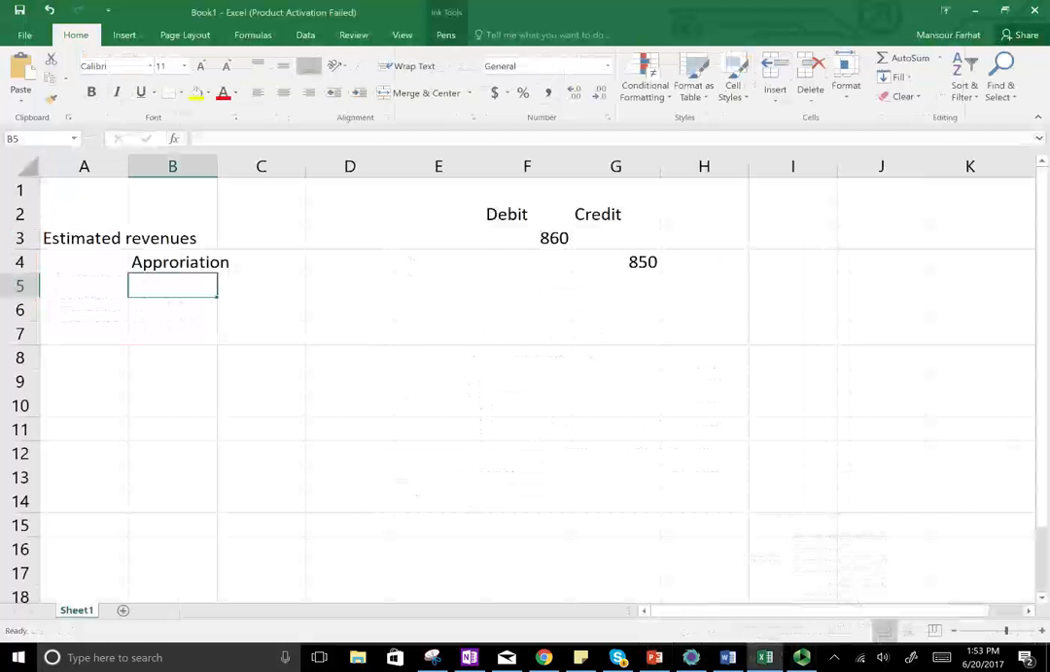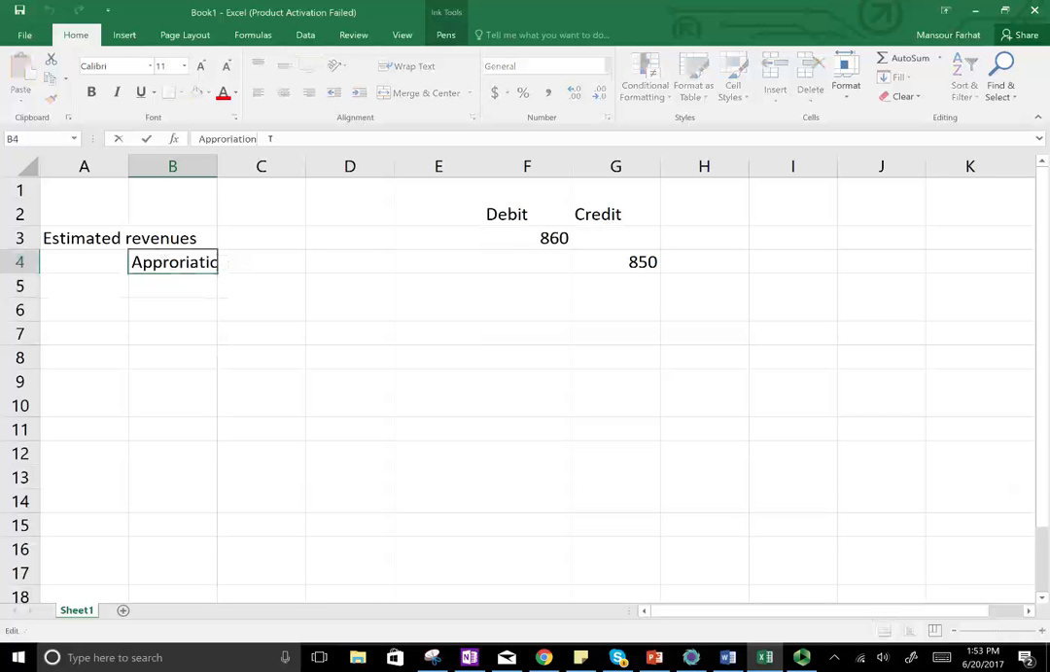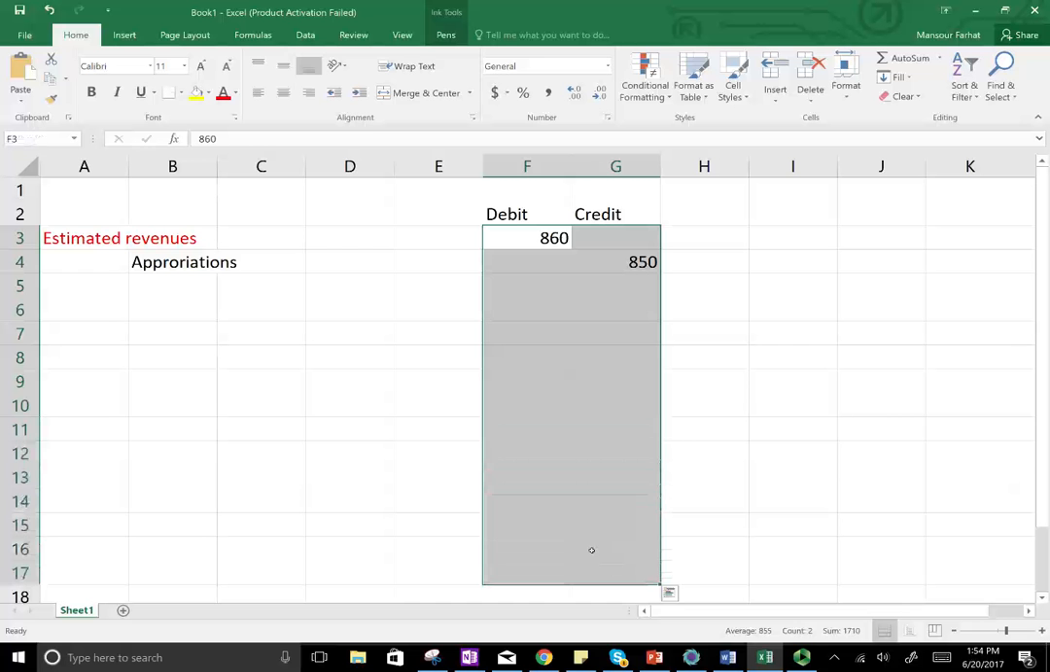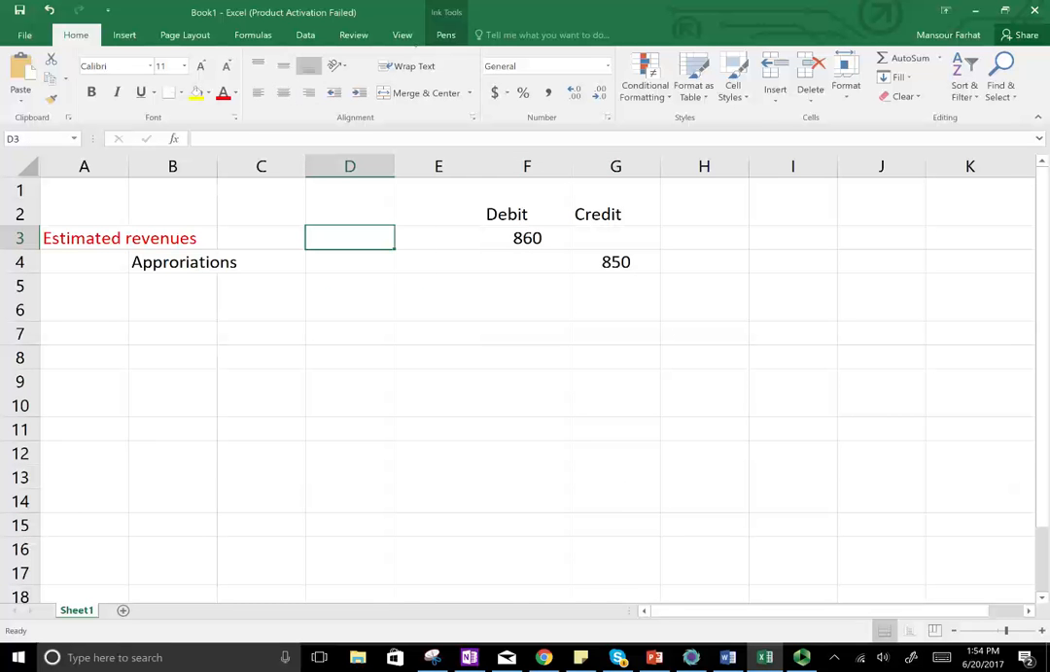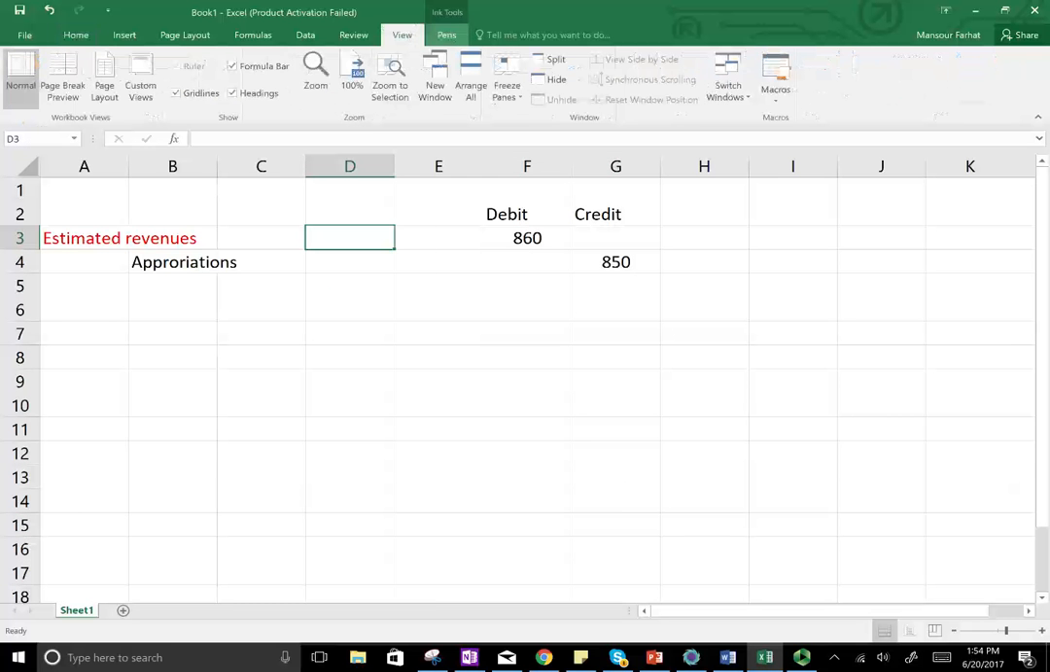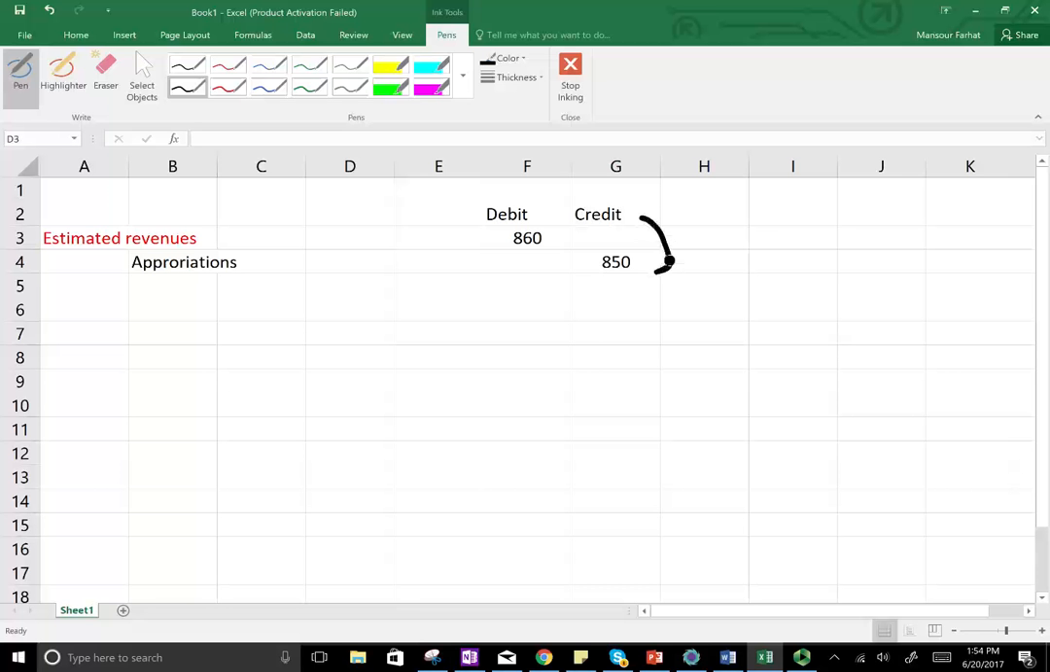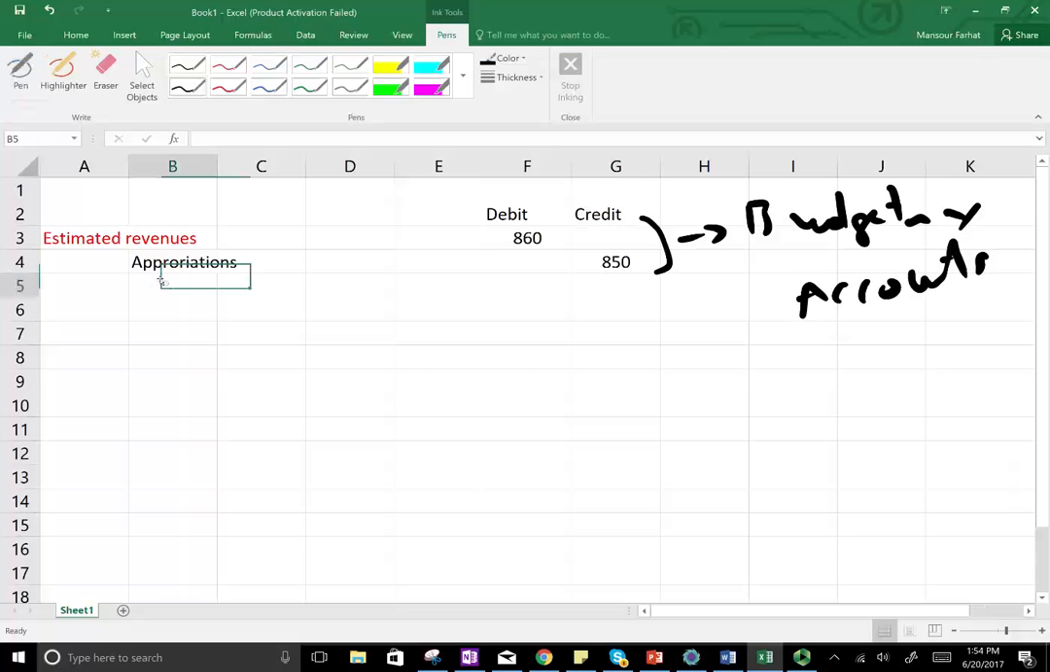But I think I made a mistake. Shouldn't revenue be a credit and appropriation a debit? Well, no. This is not revenue, this is estimated revenues. And I talked about this account in the prior session. Estimated revenue is a budgetary account. So what we are dealing with here is what we call budgetary accounts. Now, the entry does not balance, so something is missing.